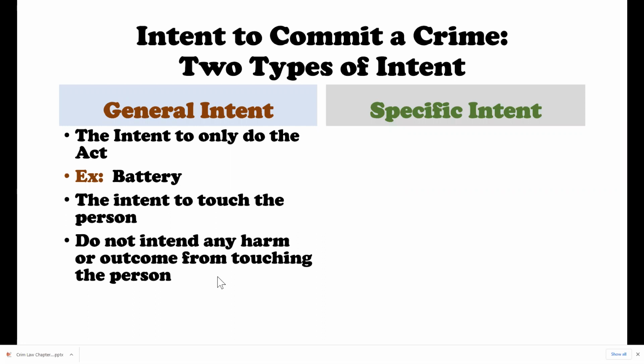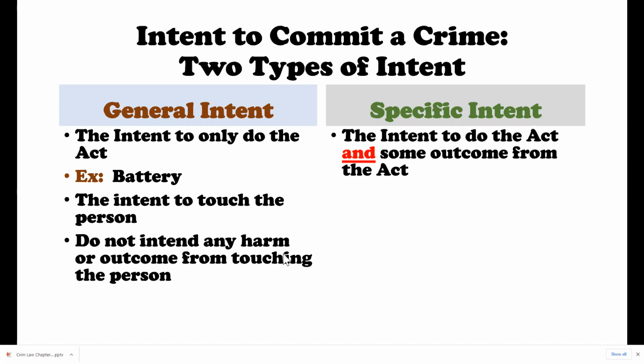And we also have specific intent. And specific intent is the general intent to do the act, and you want some outcome from the act. You want a specific result to come about from you doing that act. So example, assault. Now don't confuse assault and battery. They're two different crimes.